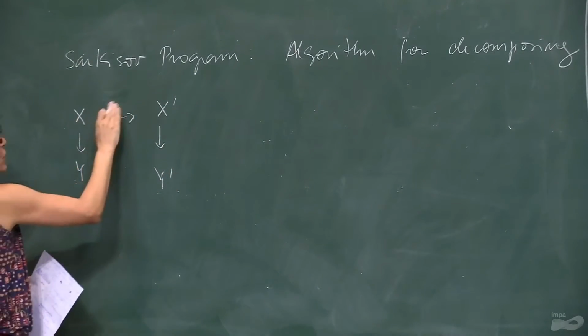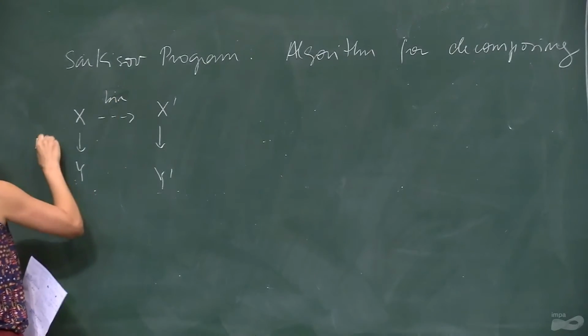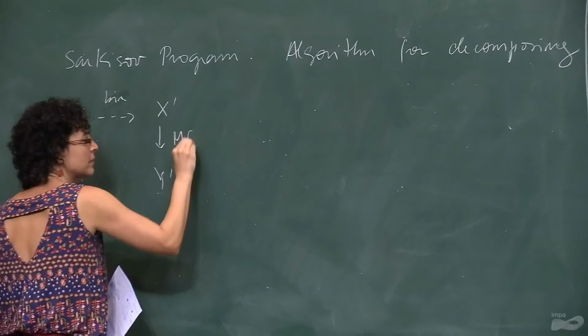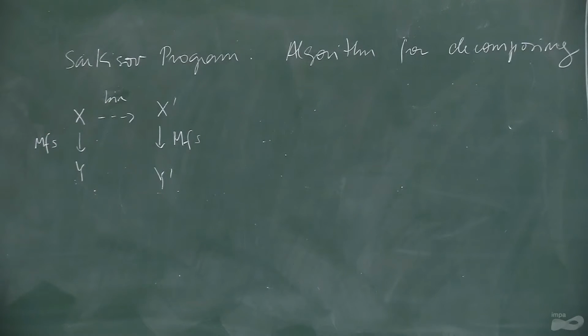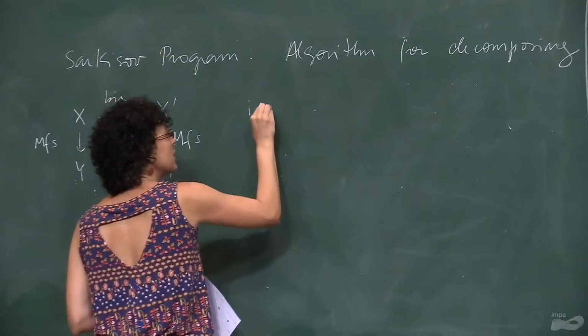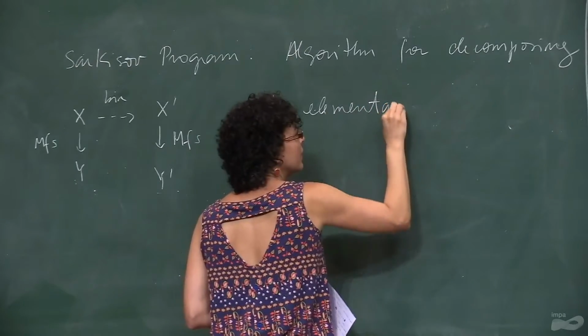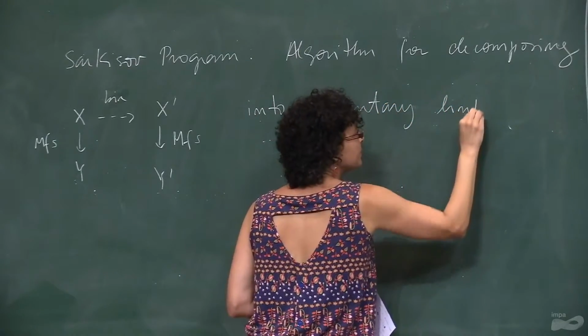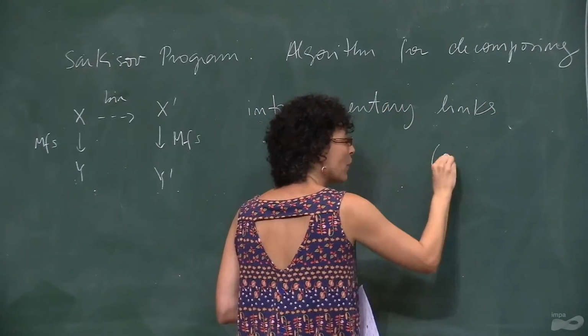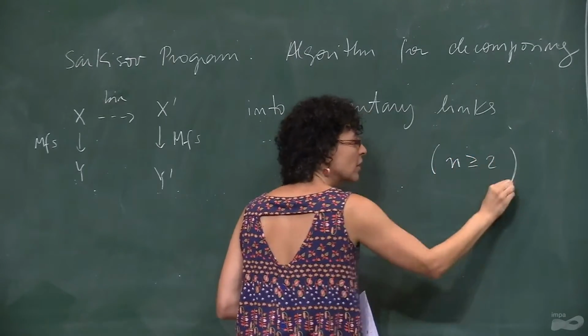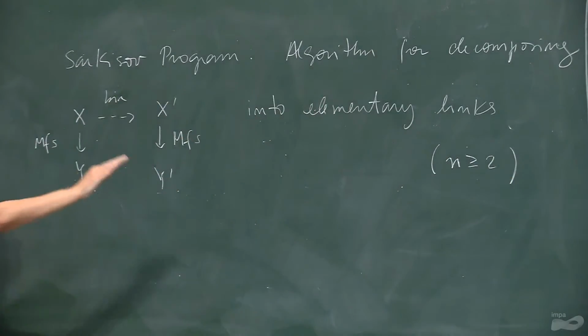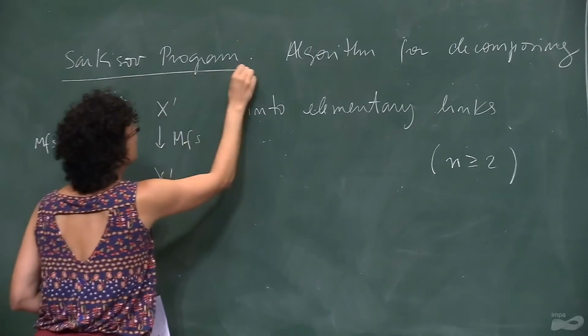So this is a birational map, and these are Mori fiber spaces, as a composition of what is called elementary links. And this holds for any dimension. So for any dimension, we have this so-called Sarkisov program.